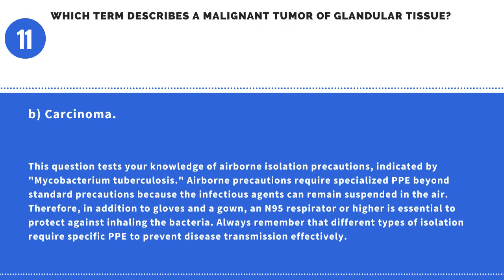Answer. B. Carcinoma. This question tests your knowledge of basic medical terminology related to cancer types. Carcinomas are malignant neoplasms, cancers, that arise from epithelial tissue, which includes the tissue lining organs and glands. Sarcomas arise from connective tissue. Lymphomas affect the lymphatic system, and myelomas affect plasma cells in bone marrow. Knowing that carcino relates to epithelial tissue helps identify carcinoma as the correct answer for glandular tissue cancer. Breaking down medical terms into their roots, prefixes, and suffixes is key to understanding them.